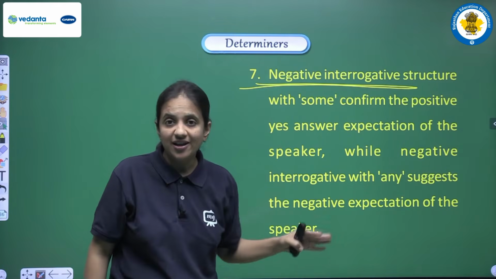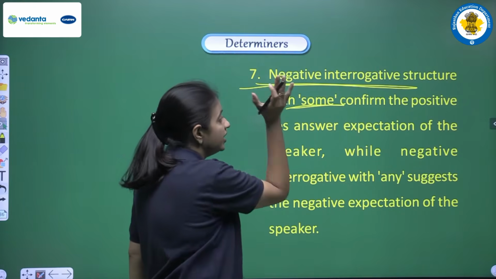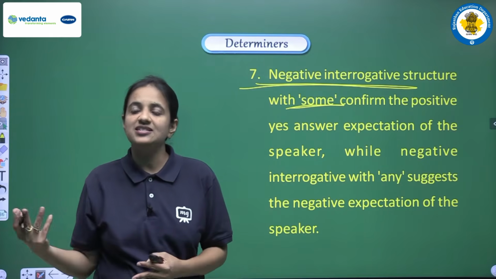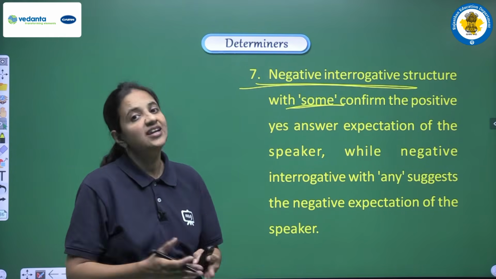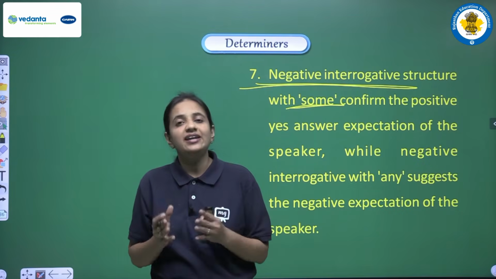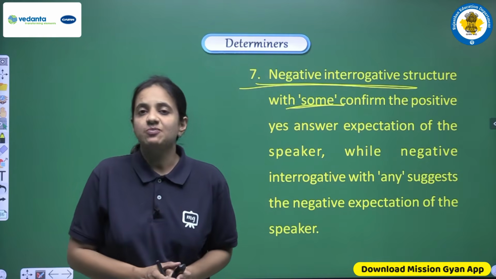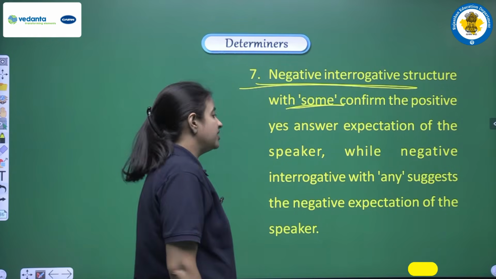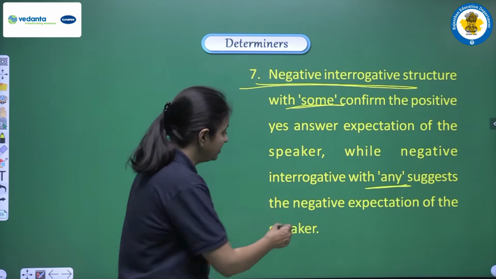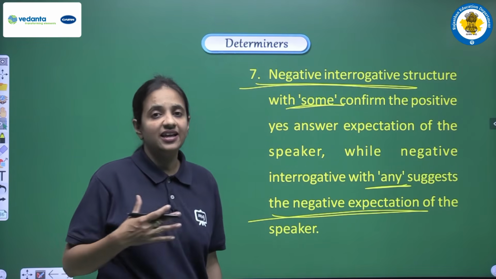So if we are having such sentences and in that sentence if we are using some, it confirms the positive yes answer, the same thing that we have discussed in the last point also, right? So the same thing we are having here. If we are having negative interrogative structure and in that structure if we are using some, it means the speaker is expecting a positive reply. But if the speaker is using any, it means he is expecting a negative reply. He is expecting a reply that is a no.